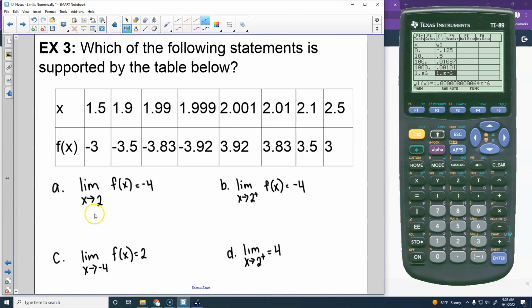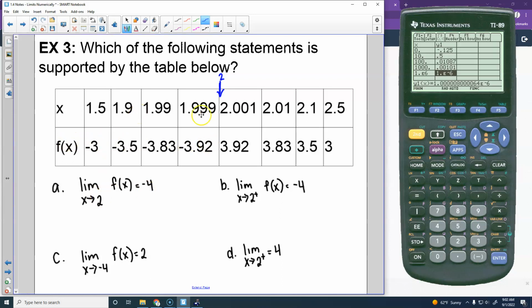Okay, so our first one says the limit as x approaches 2. So 2 in our graph would fall right here. That's where 2 would be. The limit as x approaches 2 of f of x equals negative 4. Is that supported here? Are you sure? From both sides, because this is a limit from both sides.